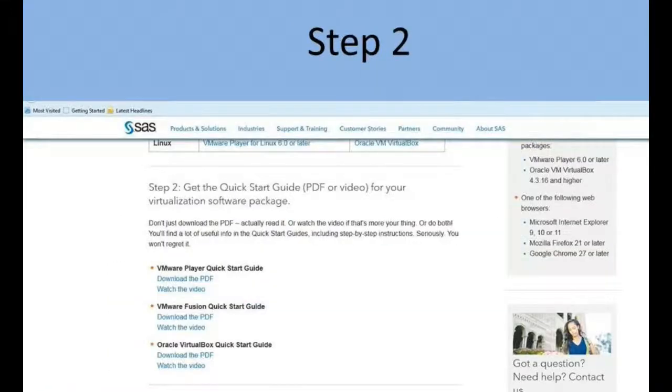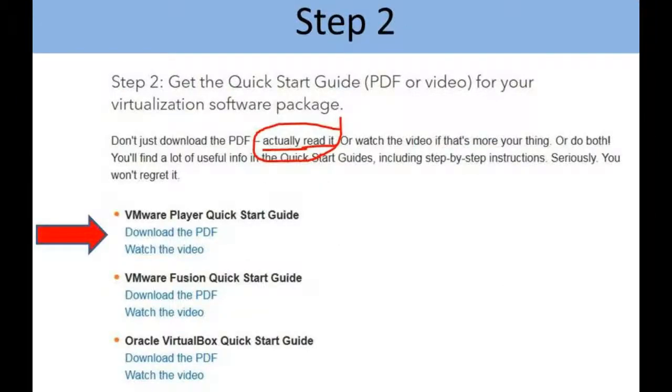Clicking on the link in step 1 is going to lead you through the process of downloading the correct virtualization package. Step 2 says get the Quick Start Guide PDF or video for your virtualization software package. So if you downloaded the Windows version or the OS X version, they've got a video and a Quick Start guide that teaches you how to install them and use them. I'm going to talk a little bit about that, but you should get those. They actually do want you to read them, as you can see here. They're useful. You should do it.